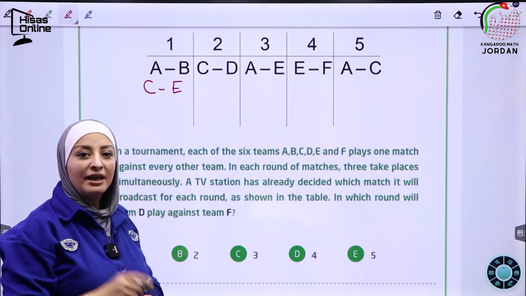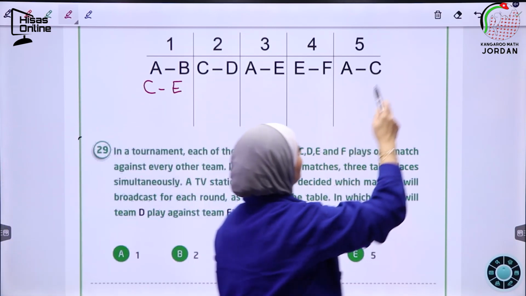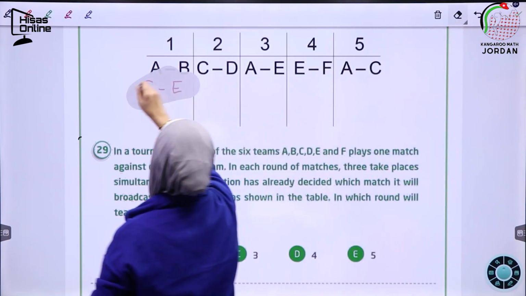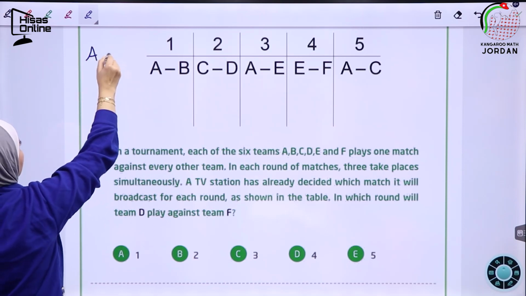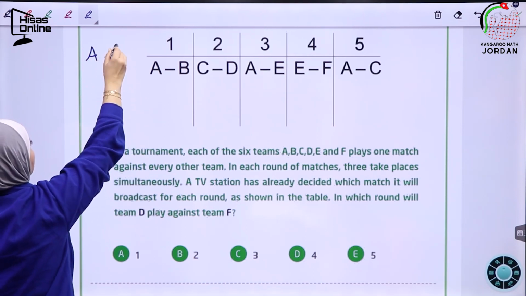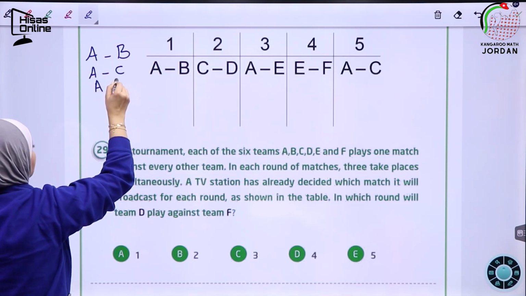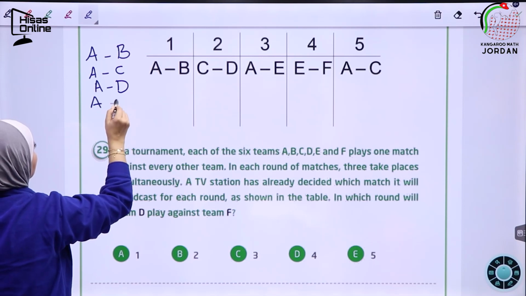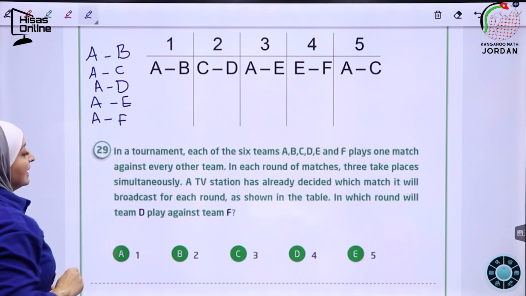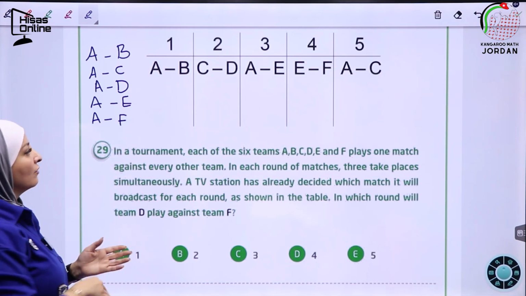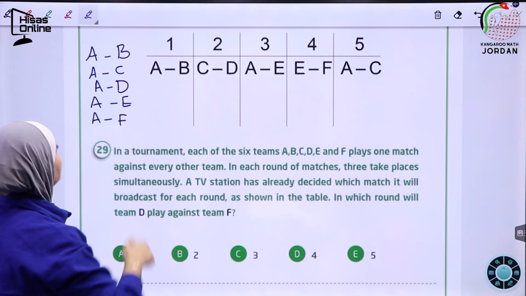Or you know what, we can do it in another way. Let's write all the possible matches, this is an easier way, guys. Okay, I'll figure it out right now. What are the matches that A will play? A will play against B, A against C, A against D, E, and F. Since they say no repetition, guys, I will write the matches that B is going to play without repeating.